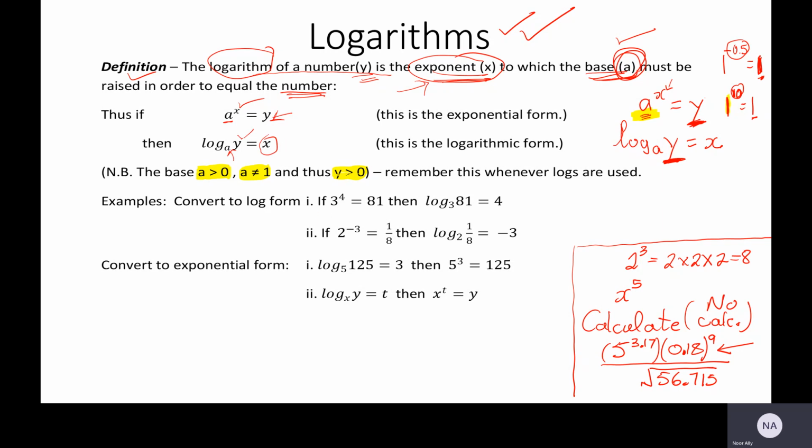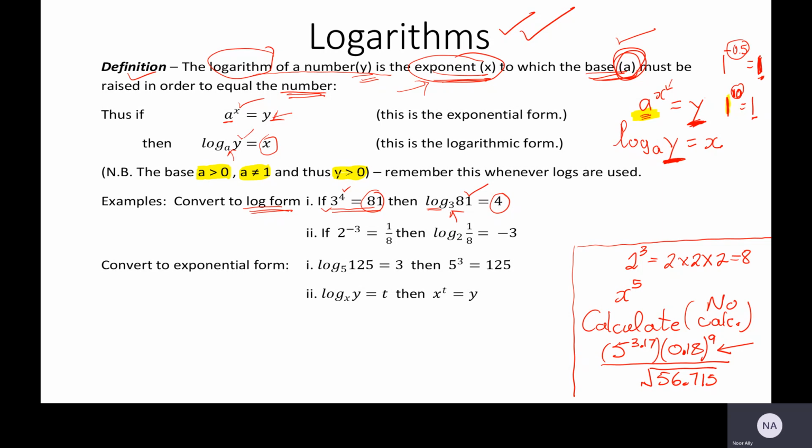And here I have some examples. So let's take an exponential form and convert to logarithmic form. 3 to the power 4 is equal to 81. What's the base? 3. What's the index? What's the number? What's the corresponding log form? The log of the number 81 to the base 3 is equal to the index 4.